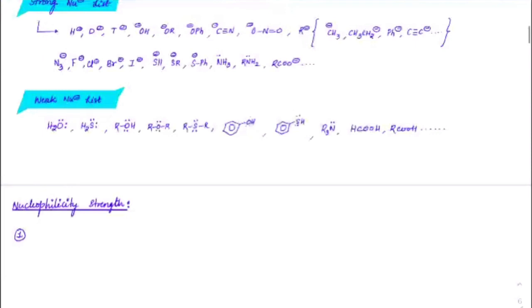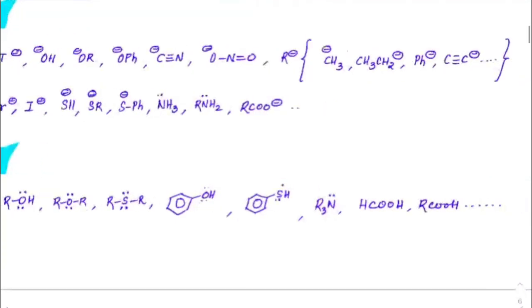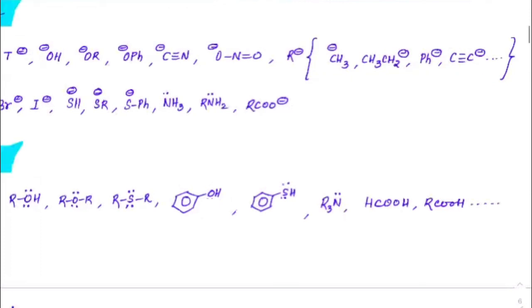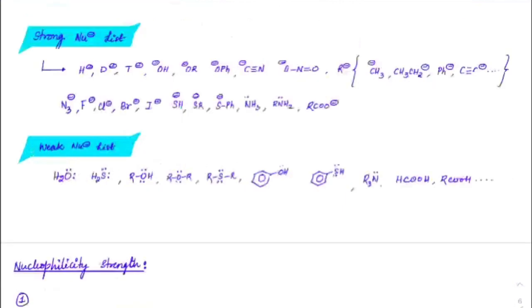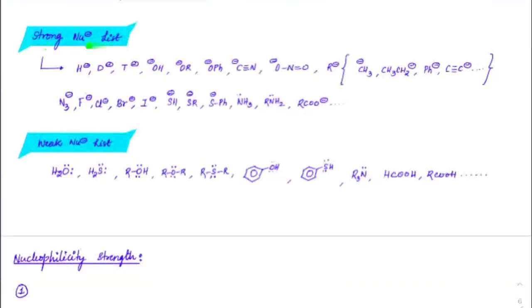You can see some list of strong and weak nucleophiles. Not that you have to remember it right away. Just check this out. Most of these species are negatively charged: H minus, D minus, T minus, OH minus. These are all negatively charged. R minus, all types of alkyl groups, alkoxide groups, everything you can see here. These are all negatively charged species. All negatively charged species can be designated as strong nucleophiles, just as a broad way.